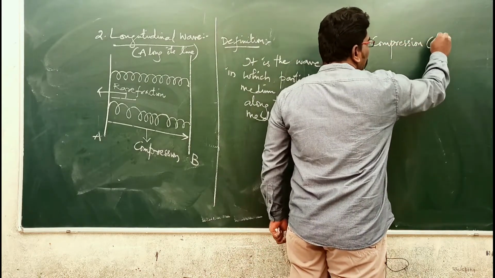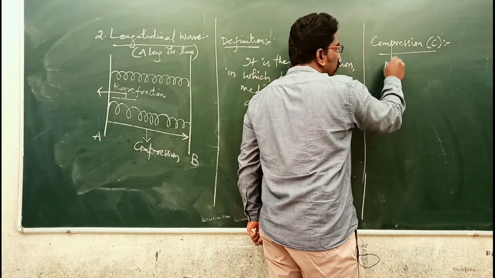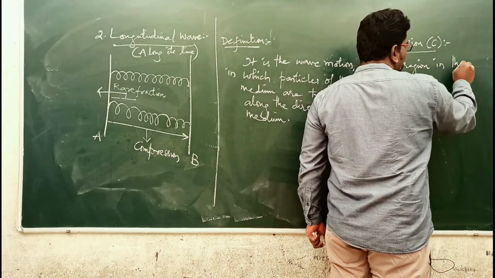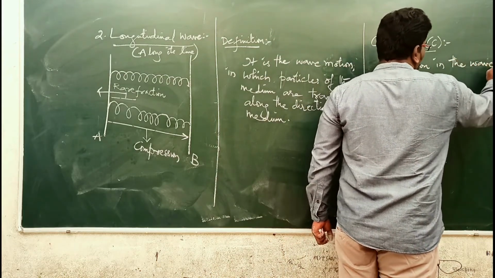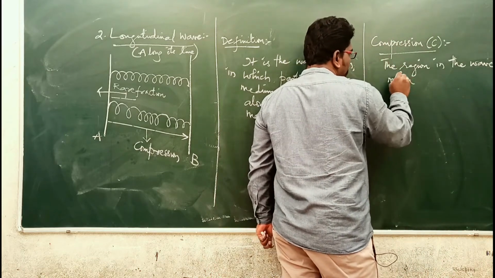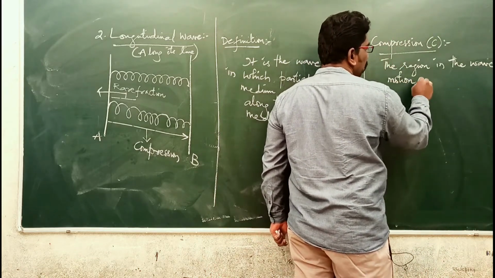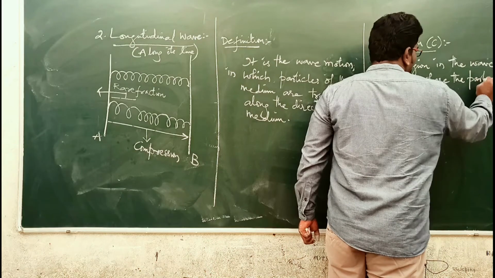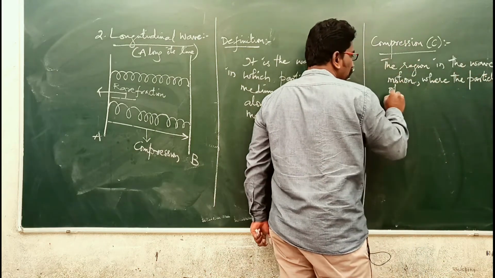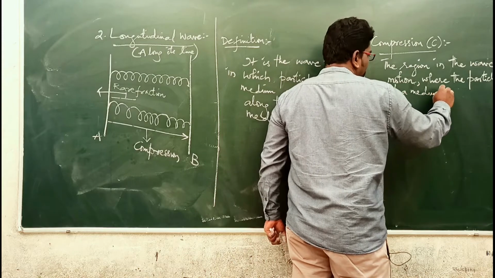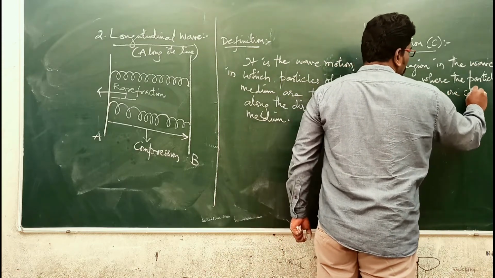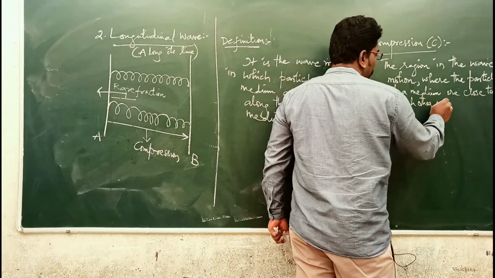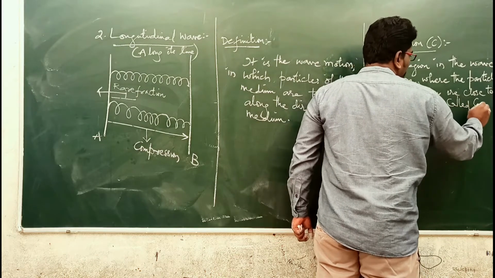It is denoted by capital C. The region in the wave motion where particles of a medium are close to each other is called compression.